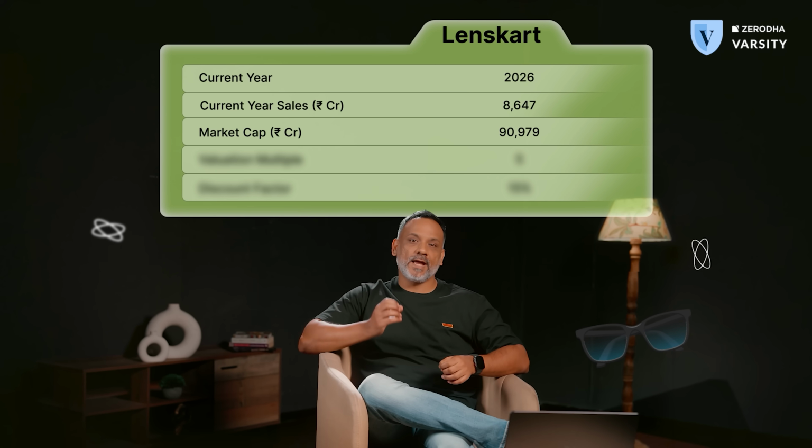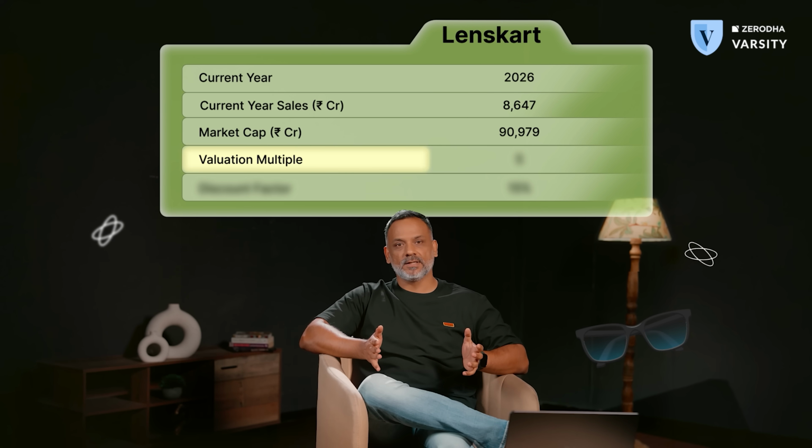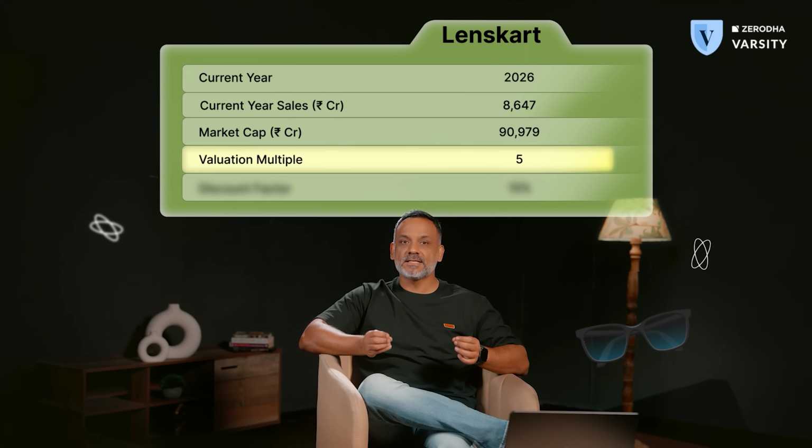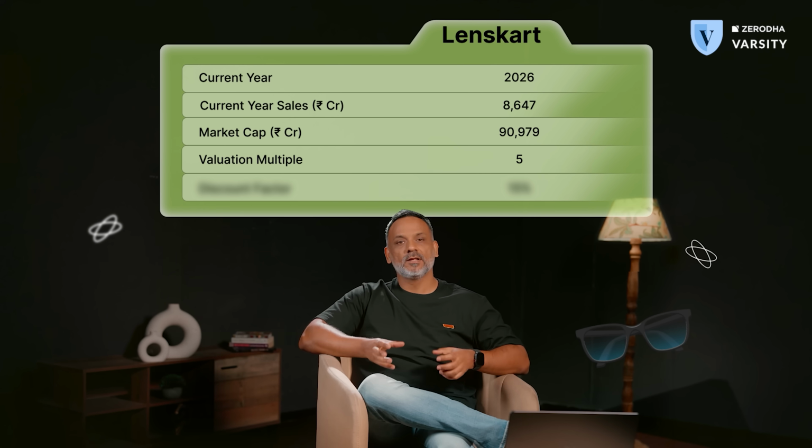Moving ahead, we have 2 other data points here. One is the valuation multiple, that is 5. Basically, this is the number we will multiply the 10th year sales number with. We also have a discount factor, that is 15%. This is the return we expect from the equity markets.